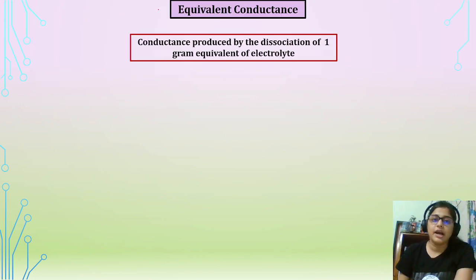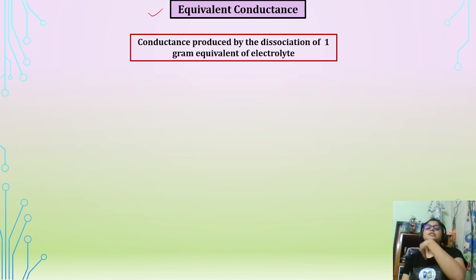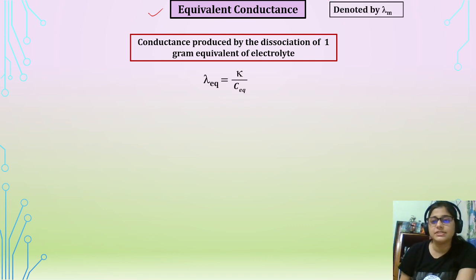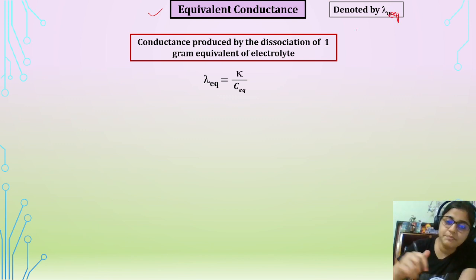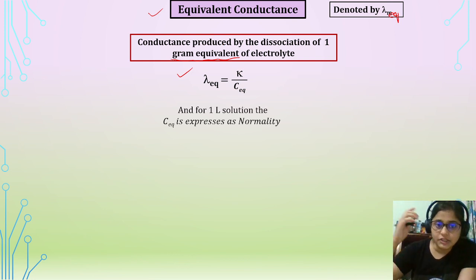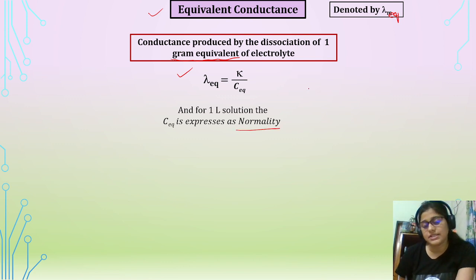Now next, equivalent conductance. Molar is there, so equivalent will be there. Equivalent conductance is the conductance produced by the dissociation of 1 gram equivalent of electrolyte. For molar conductance it was 1 mole of electrolyte; the same thing, this is for 1 gram equivalent of electrolyte. It is denoted by, no, this is wrong, equivalent. This is again the same thing; instead of mole, we have taken gram equivalent. This will be kappa by C equivalent, the concentration in equivalents, the equivalent concentration. For 1 liter solution, C equivalent is expressed as normality. Obviously we have read this in class 11 or 12 in the solution chapter.